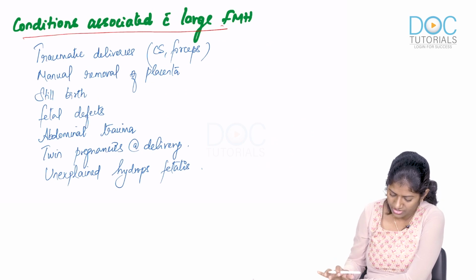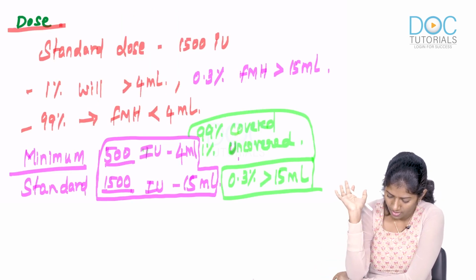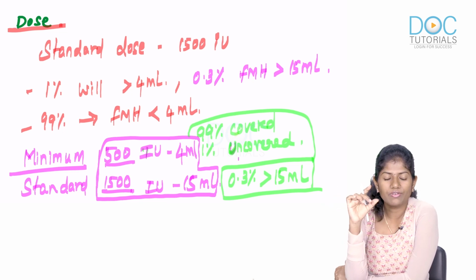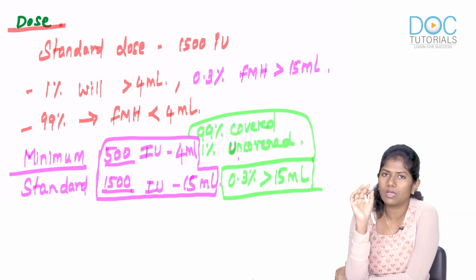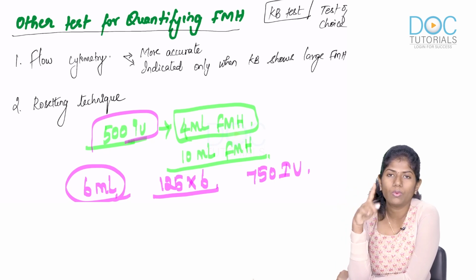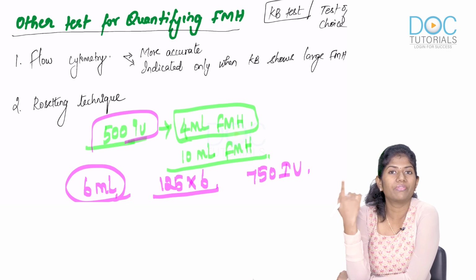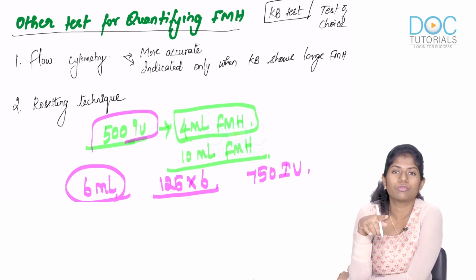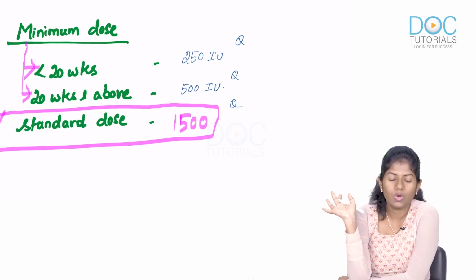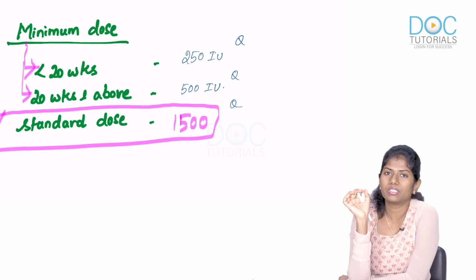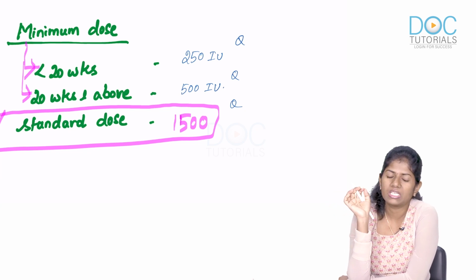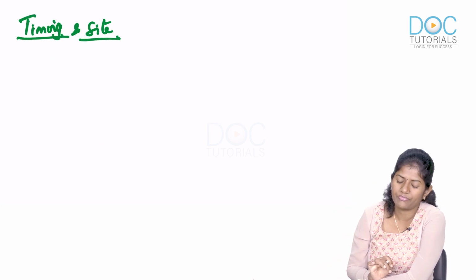So, next question is this: the percentage of women not covered by minimum dose, 1%. Percentage of Rh negative women not covered by standard dose, 0.3%, okay. So, how will you calculate? Every 1 ml of fetal-maternal hemorrhage will require 125 international units of anti-D in addition to the usual dose that you give. What is the minimum dose for less than 20 weeks? It's 250 international units. Minimum dose for 20 weeks and above, it is 500 international units. Standard dose, 1500 international units, okay.